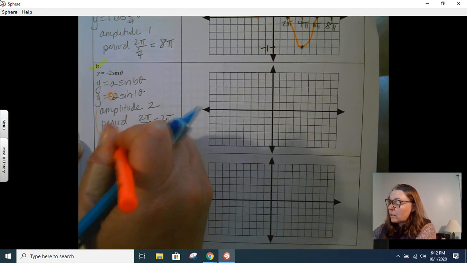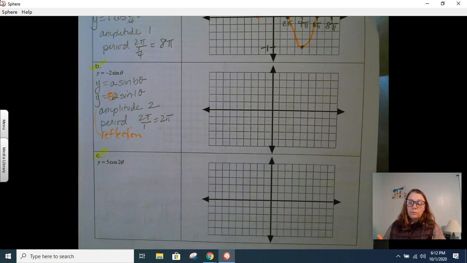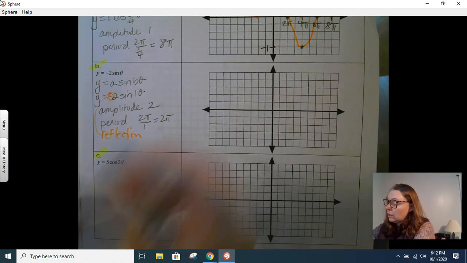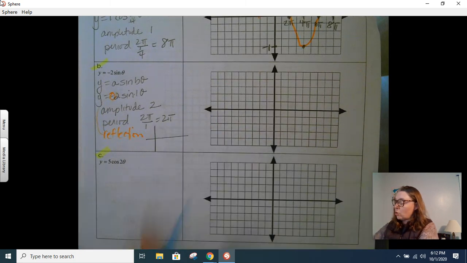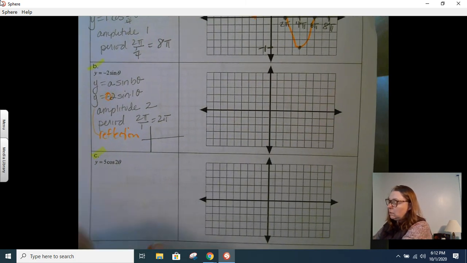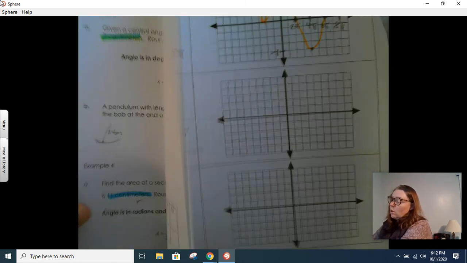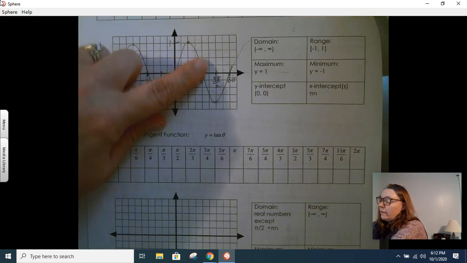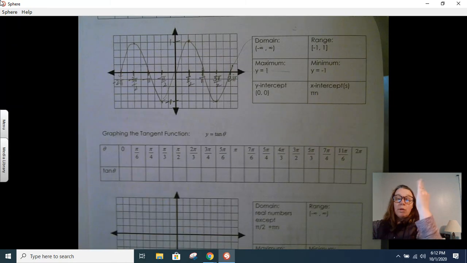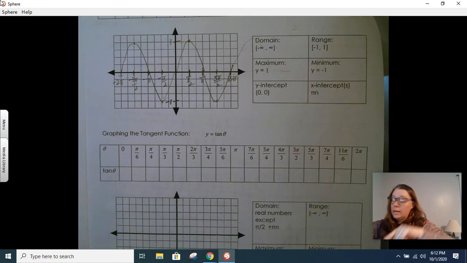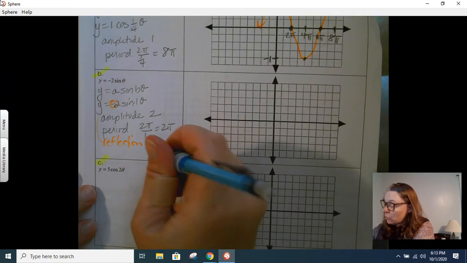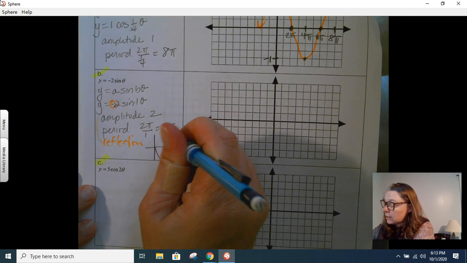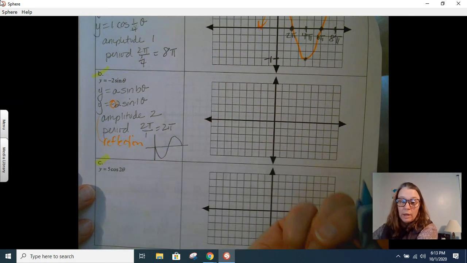So when I do my little sketch, how I did for my cosine, okay, so normally, let's take a look. Normally our sine looks like this. It's like a hill and a valley. All right, but now it's going to flip over. So it's going to be a valley and a hill. Okay, so my parent function would look like this instead. That's got the reflection in there.